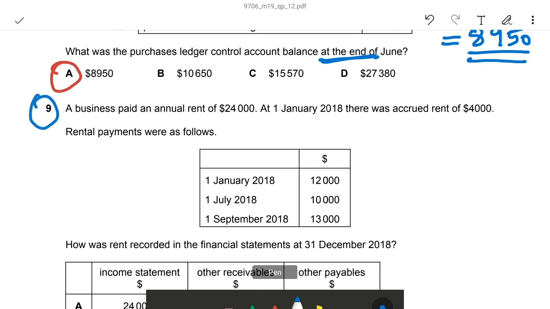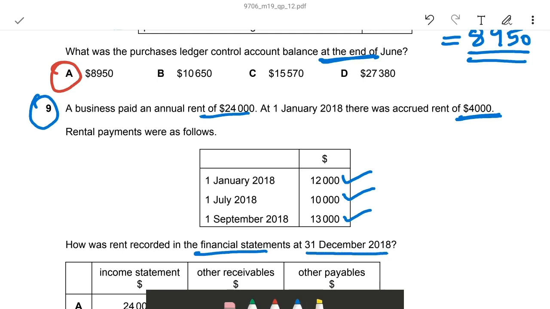Next, question 9. A business paid an annual rent of 24,000. At 1st January 2018, opening accrued rent was 4,000. Rental payments were as follows: they paid rent on 1st January 12,000, 1st July 2018, 13,000. How was the rent recorded in the financial statements at 31st December 2018?